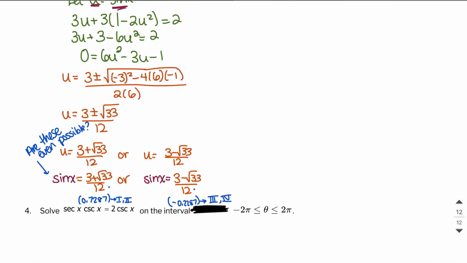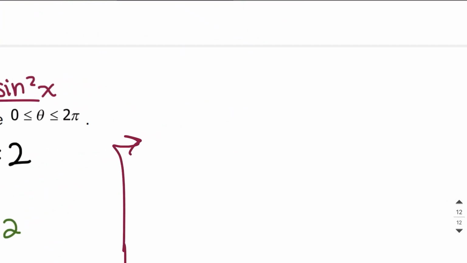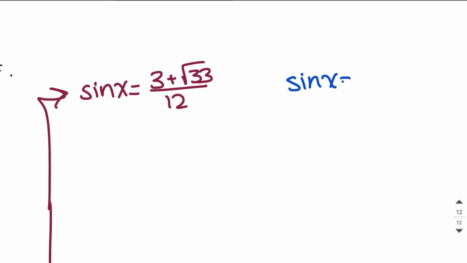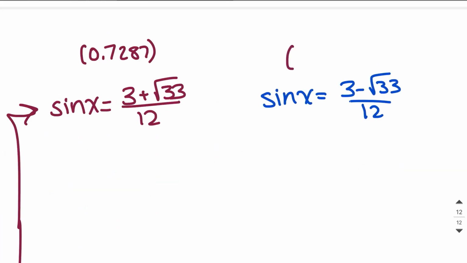I'm going to bring this back up here because I'm running out of room. So we've gotten to a point where we have, again, I'm just going to copy this down. Sine of x is going to be equal to 3 plus the square root of 33 all over 12, or sine of x is equal to 3 minus the square root of 33 over 12. And again, I'm just going to write on top right here 0.7287 and -0.2287. And then I'm also just going to write myself a note that this is for quadrants 1 and 2. And here we're looking at quadrants 3 and 4.